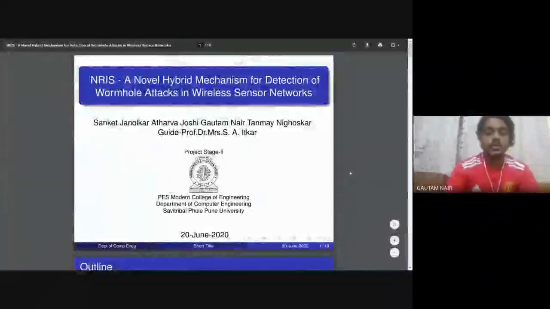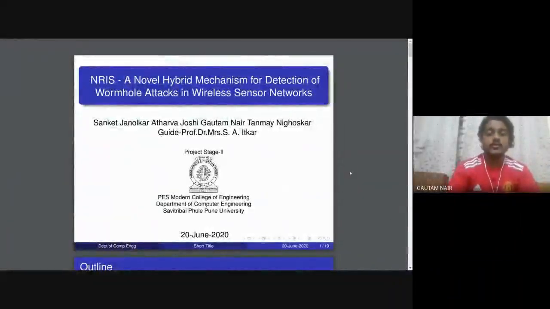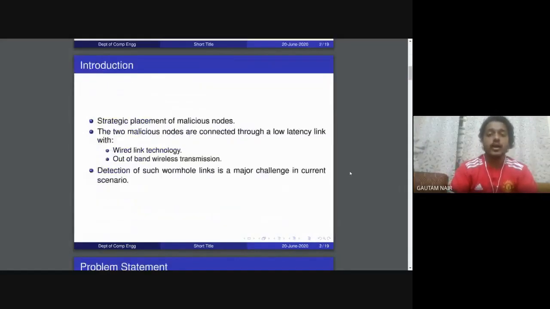Hello, we are here to present our BE project, NRIS, a novel hybrid mechanism for detection of wormhole attacks in wireless sensor networks. So, what is a wormhole? A wormhole is an out-of-band connection between two nodes using wired or wireless links. In a wormhole attack, two conniving sensor nodes tunnel control and data packets between each other.